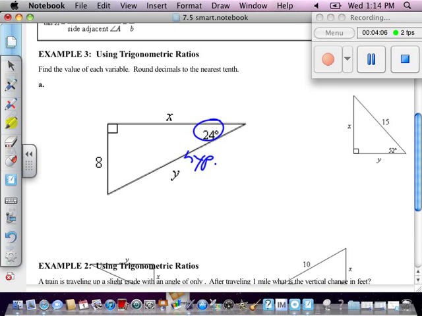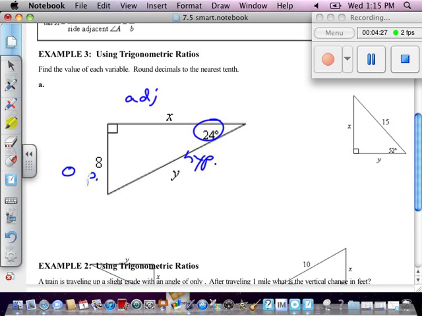What side is opposite 24? Did you guys see that? What side is adjacent to 24? You should be writing this down right now. Every single thing I write on the board, I expect you to write on your paper.